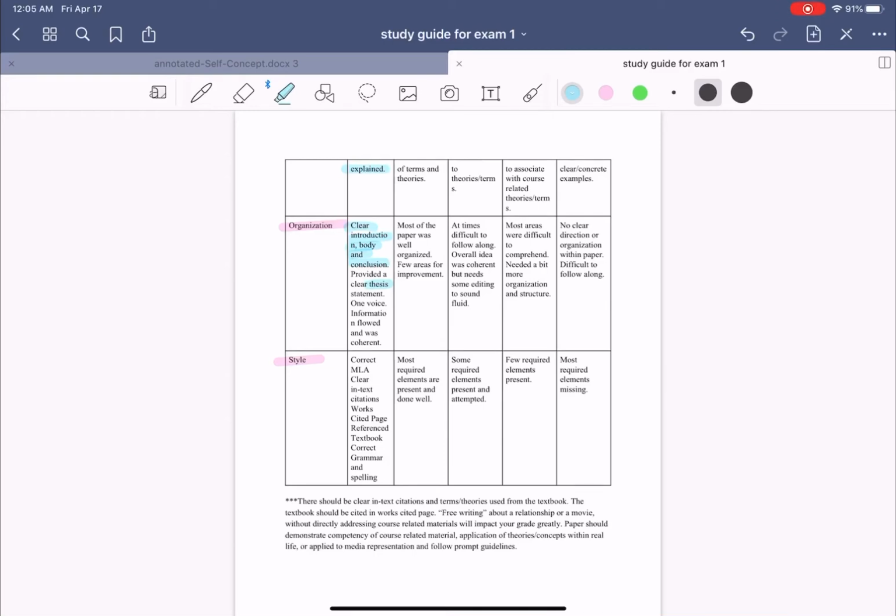No. So for this one, it should be very well organized. It should have one voice. The information should flow and it should make sense. So that's what we're talking about when we're talking about organization. And then again, you start losing points when you're missing these components.